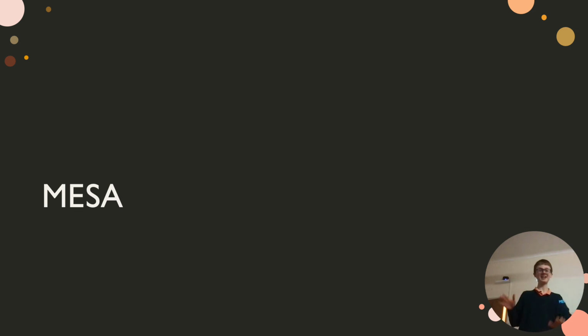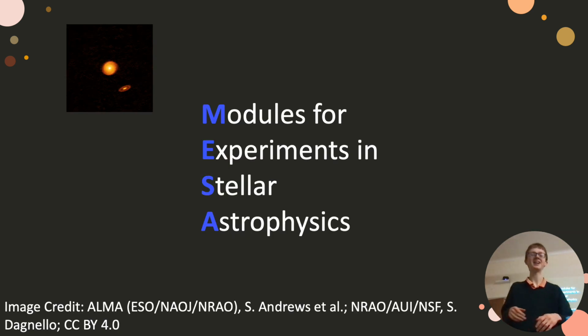Okay, MESA. What is that? What a weird word. Well, it stands for modules for experiments in stellar astrophysics. What does that mean? It's made up of different modules. It's a code basically, and all these different modules can simulate different things about the star, different bits of physics. So here I've got binary stars. It's a picture of binary stars from Varma. I'll have to illustrate my points.